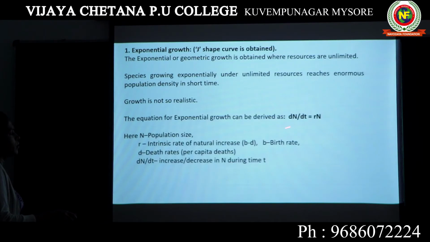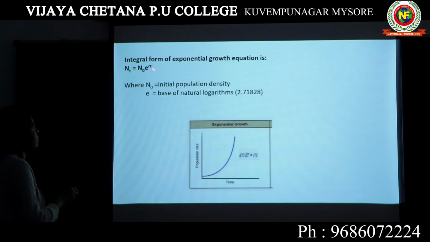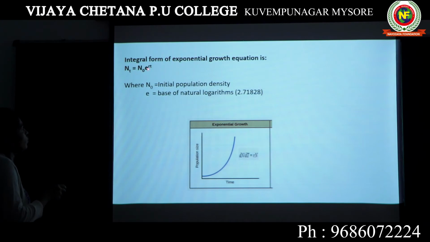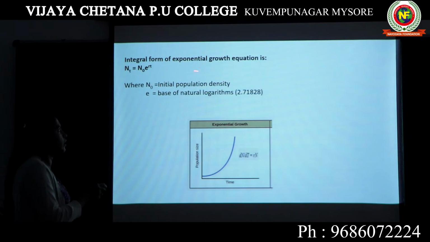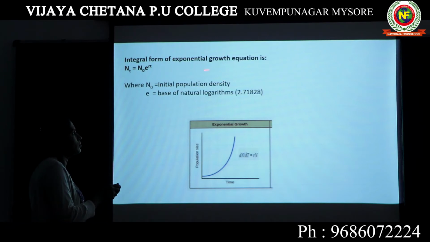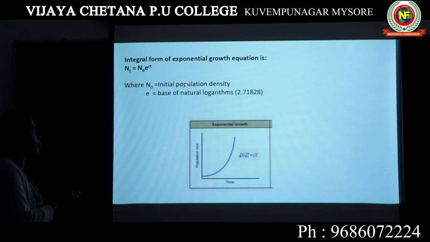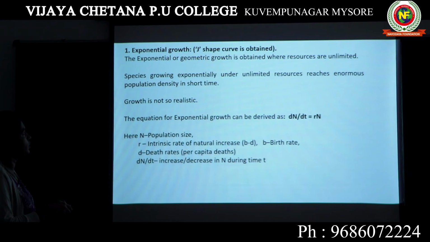dN by dt is equal to rN, and this is the integral formula of it. Here N0 represents initial population density. That means you started the study with 10 bacteria, so that becomes your initial population density. e is the base of natural logarithms, the value is this. Okay, so this is all about exponential growth. It is very easy to understand.